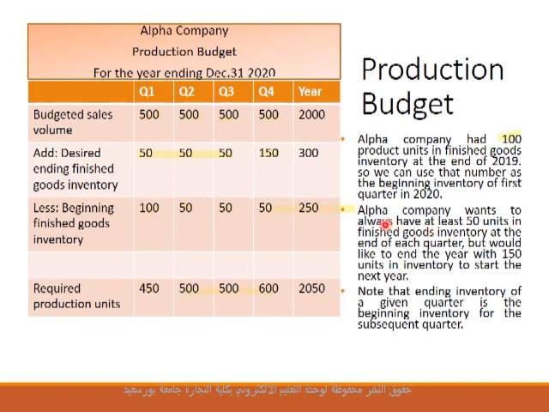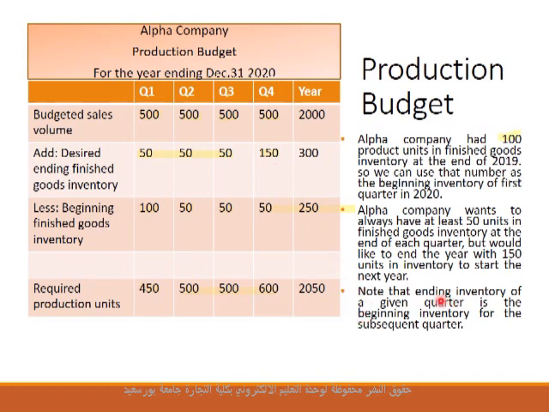According to the given information, Alpha Company wants to always have at least 50 units in finished goods inventory at the end of each quarter, but would like to end the year with 150 units in inventory to start the next year. So desired ending finished goods inventory is expected to be 50 units in each quarter and 150 units in the last quarter.